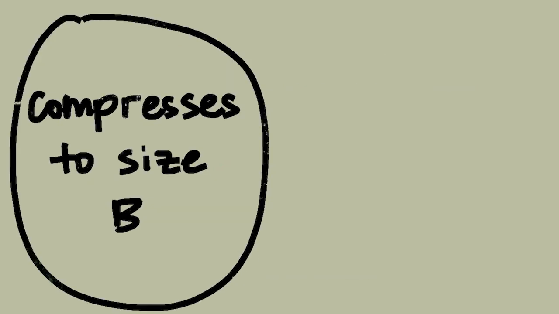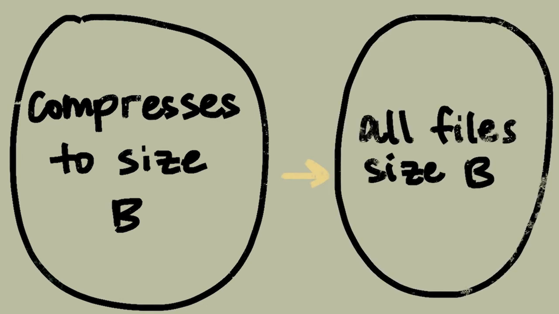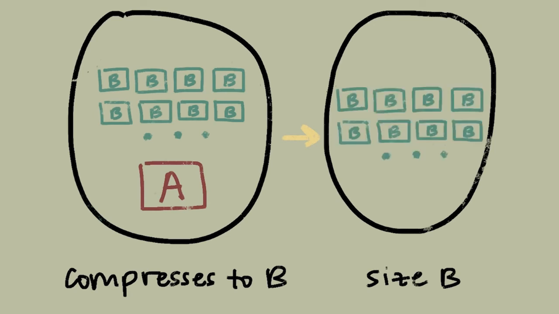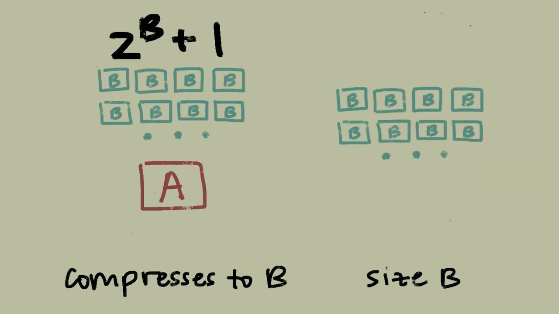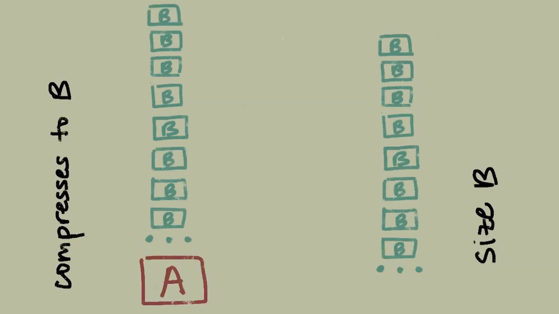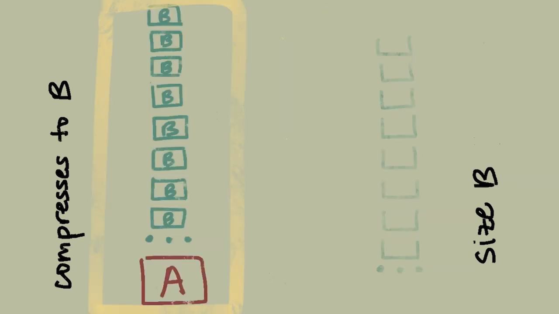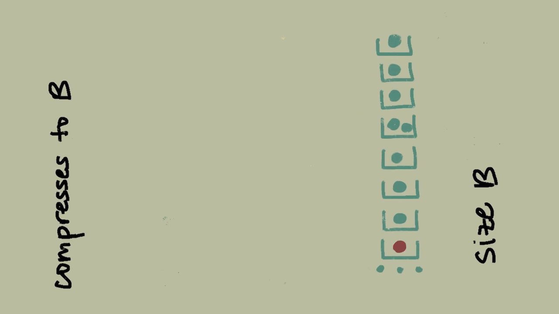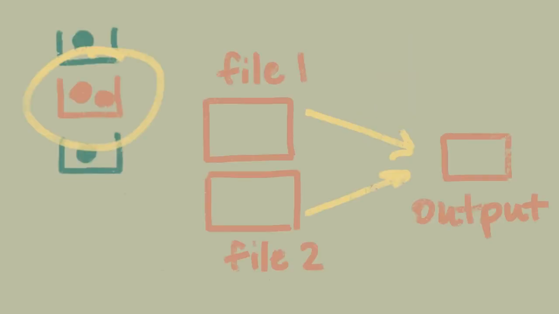Now let's look at the set of files that compresses to size B, and also the set of files of size B. The left set is composed of all files of size B and 1 file of size A. The right set is all files of size B. This means that 2 to the B plus 1 files map to a set of size 2 to the B. If these elements are containers and these elements are objects, we see by Pigeonhole Principle that there exists at least 2 objects in the same container. In other words, 2 files compressed to the same output.